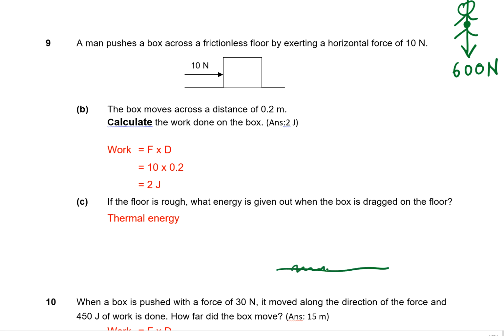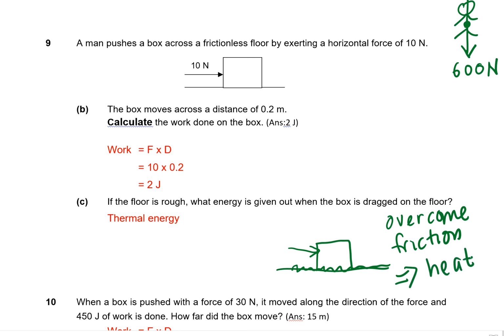then you would expect that, so let's say this is a rough floor. If you're trying to push a box through a rough floor, there will be friction that you need to overcome. And do note that each time there is friction and you try to overcome friction, a lot of heat will be generated. The surface becomes very hot. Just like you rub your hands together, after that you feel that your hands become very hot, right? So when you overcome friction, heat is generated. So you can either put thermal energy or you could also give heat as the answer.